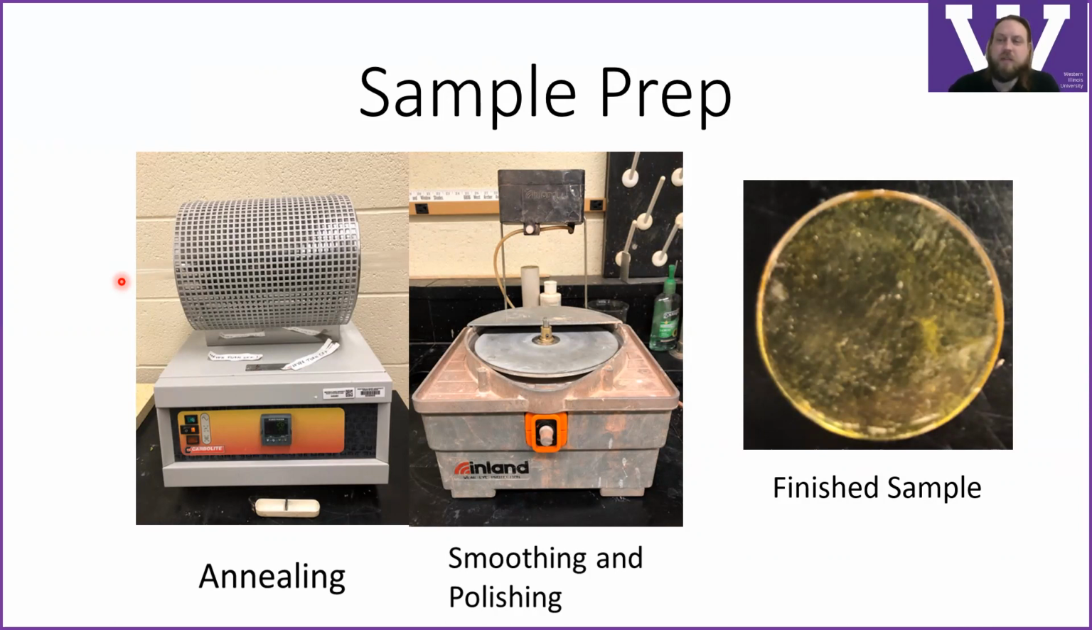So the annealer brings it close enough to the melting temperature that it won't melt, but it can release this stress, and then it slowly brings it back down to room temperature so that the product after the annealer is a lot stronger. We can then use this lap machine here to smooth the sides so we get nice flat sides and polish it. So it looks like this finished sample here on the right, where it's see-through and each side is flat.